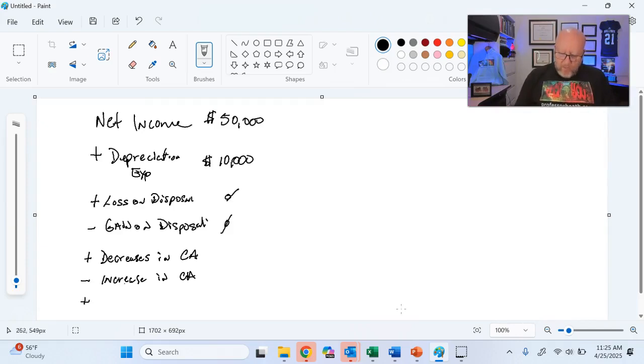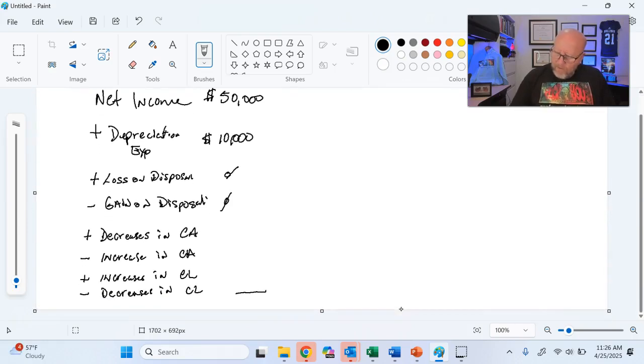I am going to add increases in current liabilities, and then I will subtract decreases in current liabilities. All of that will give me cash provided from operations. I kind of ran out of room here. Cash provided from operations using the indirect method. Okay, and again, what I have here is the formula.